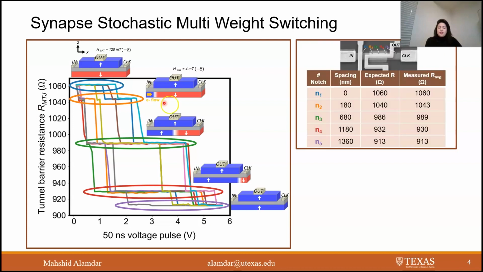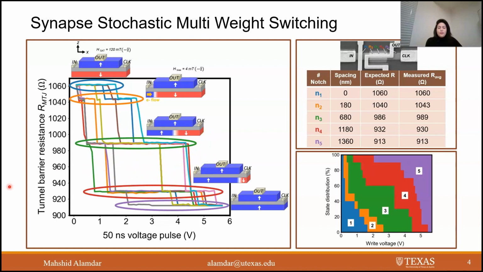Here, from the spacing dimensions of the notches, we estimated the MTJ resistance when the domain wall is pinned at each notch, which are N1, 2, 3, 4, and 5, as shown in this table. These calculated resistances are very close to the resistances measured for each state in this plot. And here is the state distribution map where the probability for the domain wall to be in a particular notch at a particular voltage is plotted. These 5 regions correspond to the 5 notches on the domain wall track, and the height of the color region is proportional to the probability that the domain wall occupies the corresponding notch.